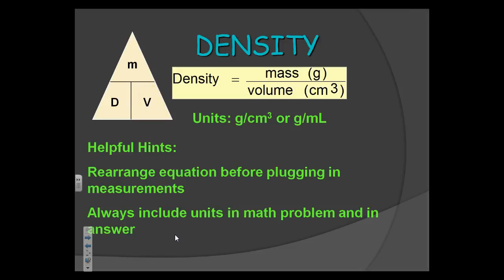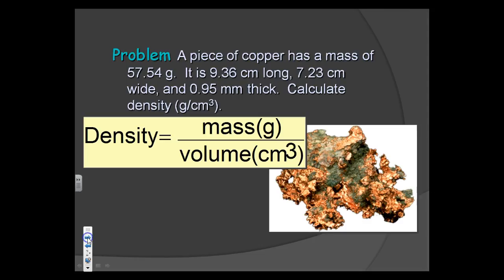Always include units in the math problem and in the answer. These measurements have meaning and purpose, and we need to include those units so that everything makes sense. So here I have a problem. Now, I was a little tricky with this problem. A piece of copper has a mass of 57.54 grams, and then I give you the dimensions, and I ask you to calculate the density.